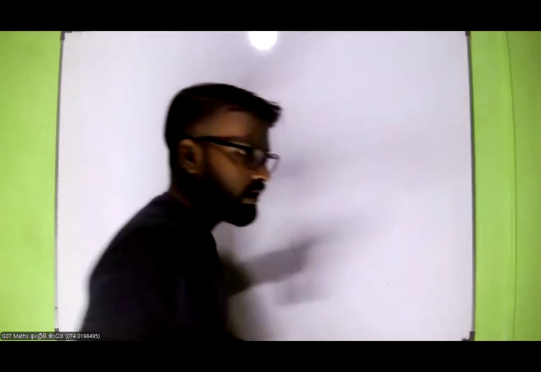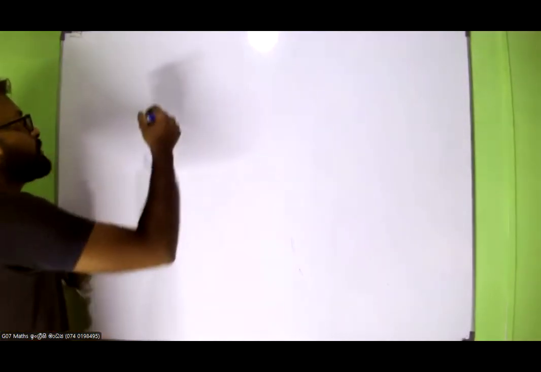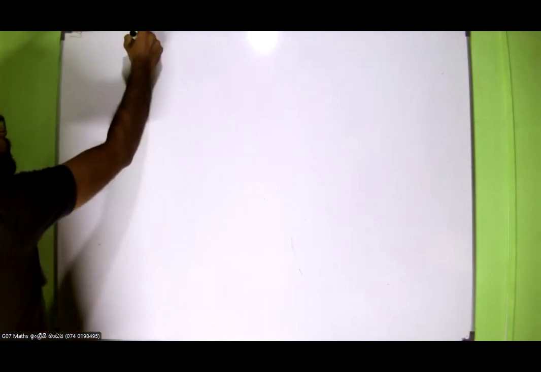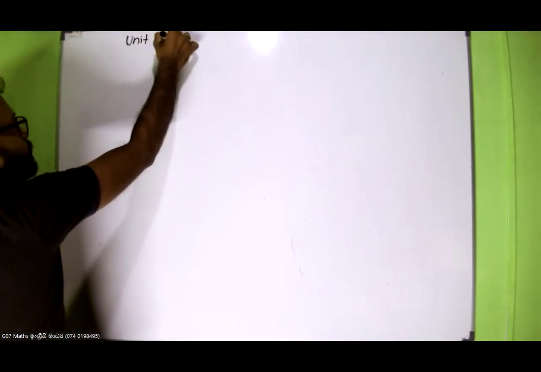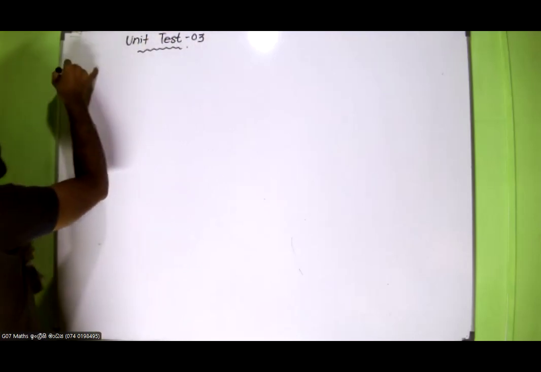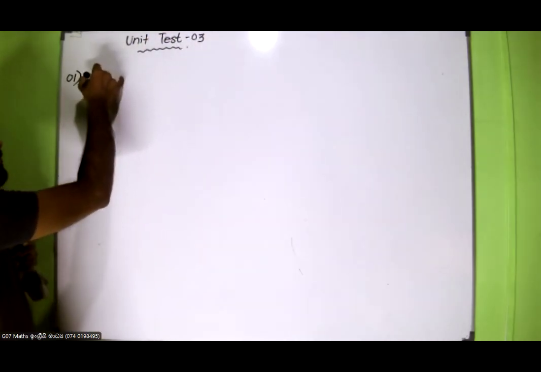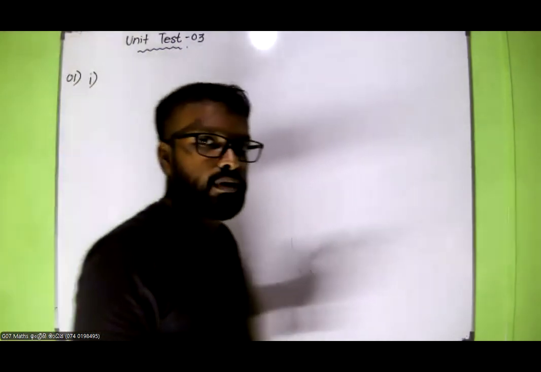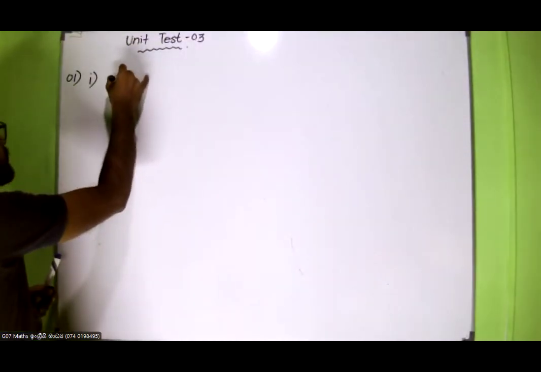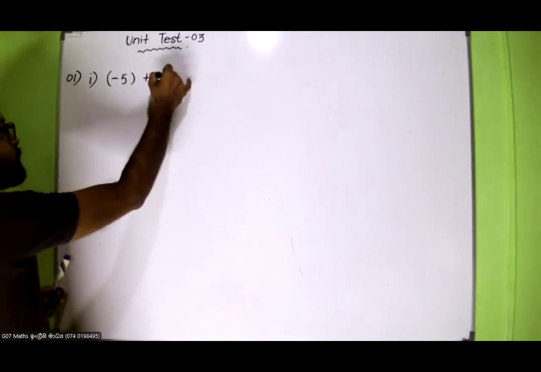Sorry. Right, so directed numbers. First question, very easy. So you have something like this. I will write. So this is unit test 3. First part, sub part 1: -5 plus -3.